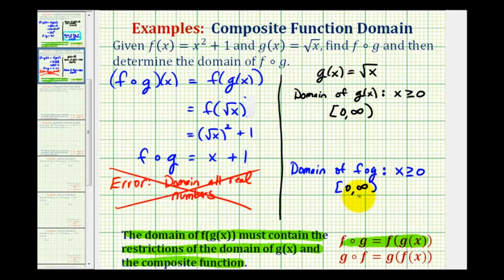Hopefully this makes sense, because if we have a composite function where the initial inputs will be into function g, the restrictions on the domain of g must also be considered when determining the domain of our composite function.